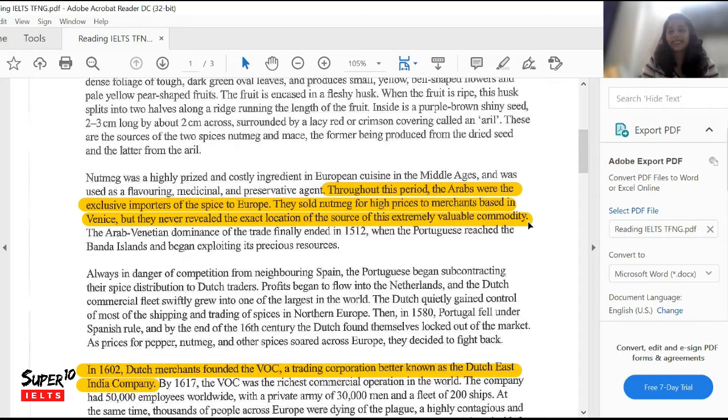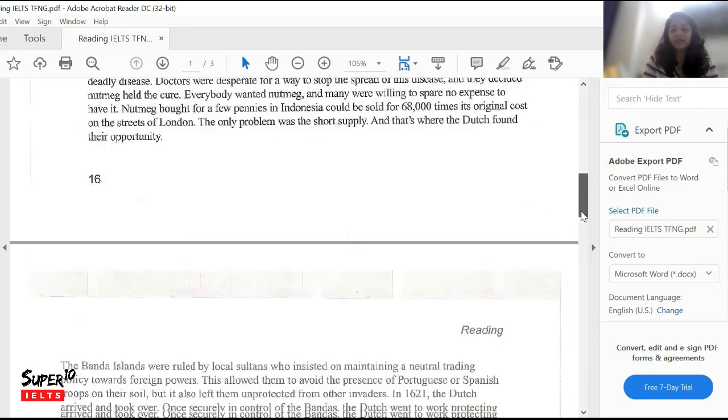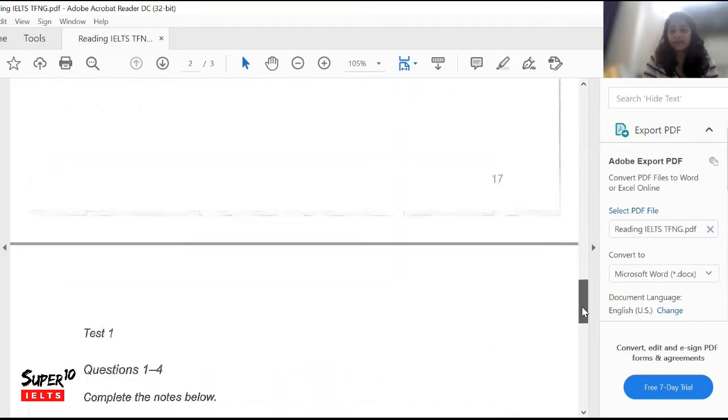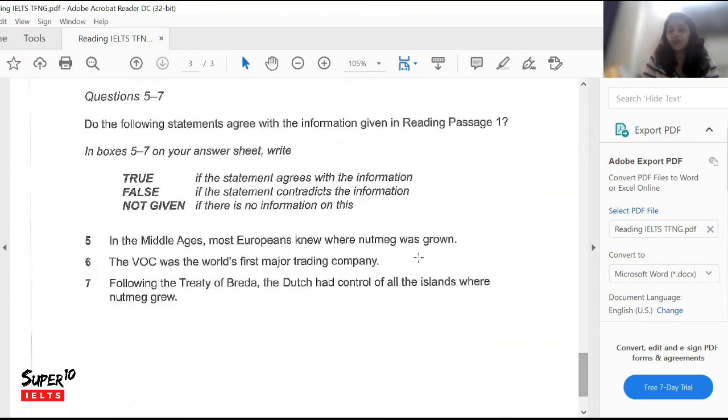No, it doesn't say that. So something that contradicts your main question statement, that they knew where nutmeg was grown, then you will answer it false because it is contradicting what is given in your question. Now, moving on to the second one.